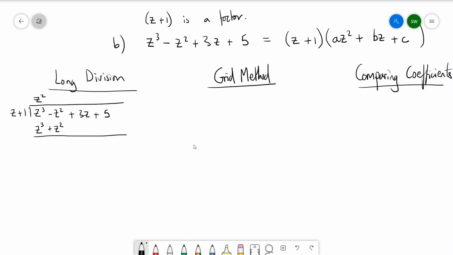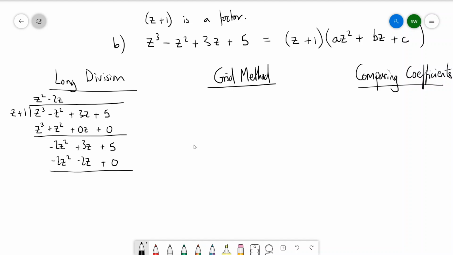z cubed take away z cubed is 0z cubed, minus z squared is minus 2z squared. Really, we've got 0z here and plus 0. So 3z take away 0z is 3z. 5 take away 0 is 5. And then we repeat that process. What do you have to times z by to get minus 2z squared? Minus 2z. Then times minus 2z by everything on the outside. So we get minus 2z squared. Minus 2z times 1 is minus 2z. And really, we've got plus 0 there.